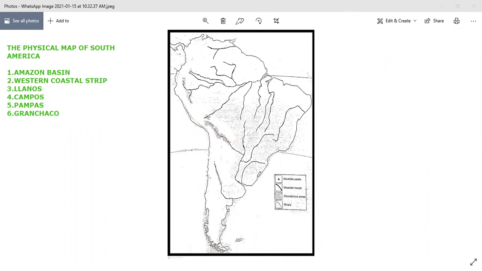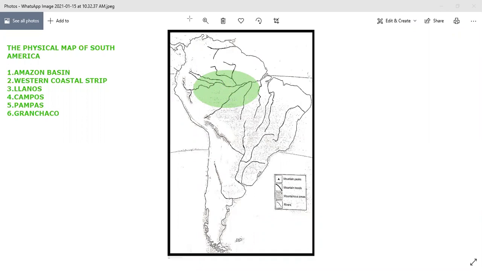Okay, so first we're going to mark the Amazon basin. So this is the Amazon River. Let me use the spotlight. These are the tributaries that join to form it. So this whole network of rivers, the area around this whole network, is the Amazon basin. Okay, so I'm going to mark it like this. You can shade this region with green. This is the river, this is the Amazon basin, right?